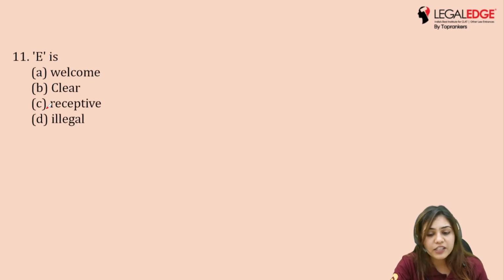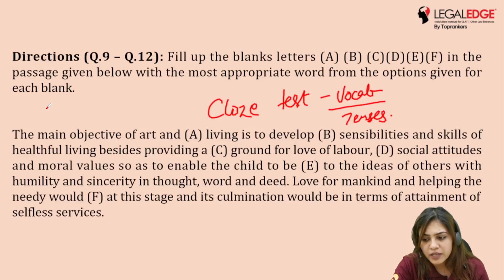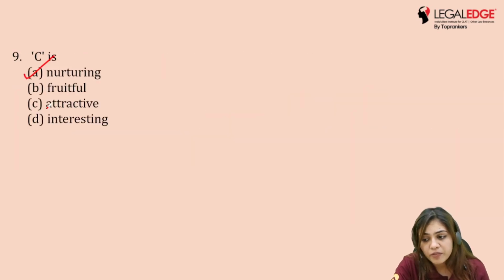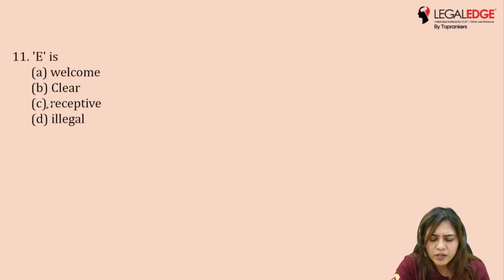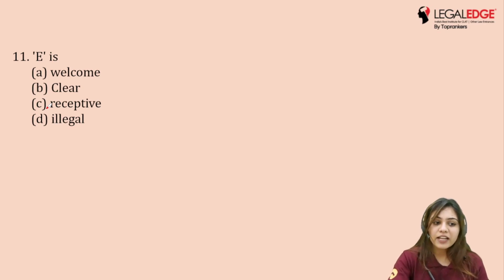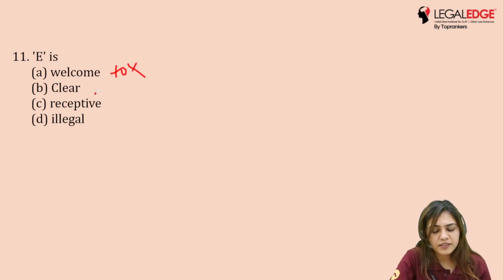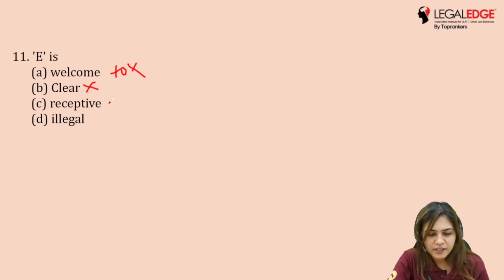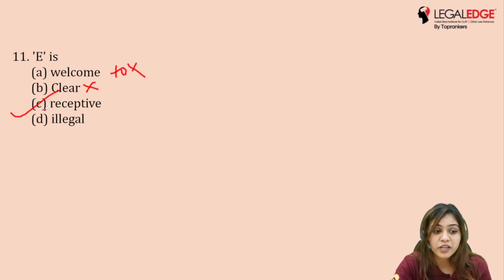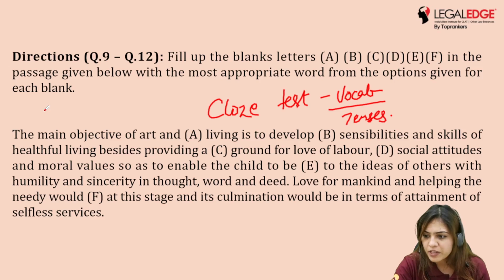So the kid should be able to welcome, should enable the child to be welcome to the ideas or receptive to the ideas, right? He will welcome the ideas but not be welcome to it. So obviously this cannot be the answer. Clear to the ideas again does not make sense. So receptive to the ideas obviously is more likely to be the answer. Illegal is negative, but we are talking about things in a positive sense. So receptive should be the answer for this, right?